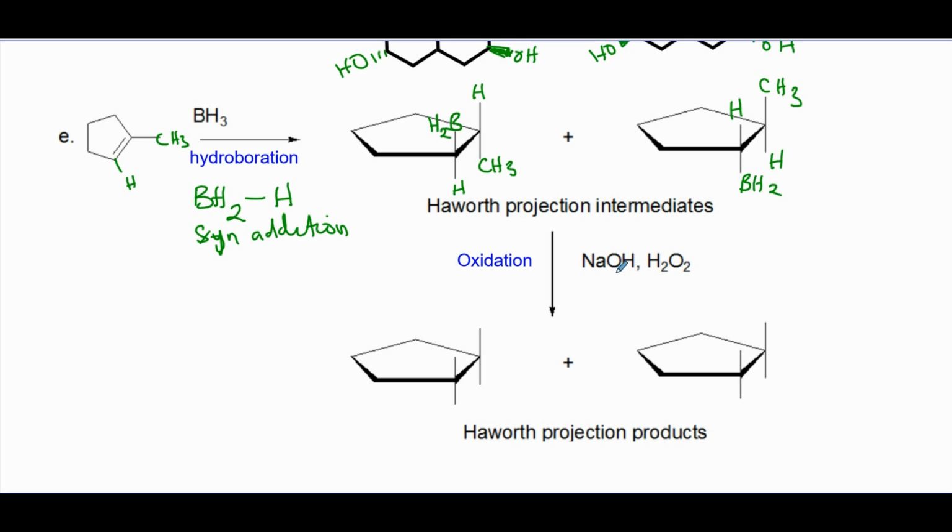And if you do the oxidation step, you're simply replacing the BH2s with OH. So you just copy out what you have. Only the BH2 is changing. And that will be the final product in the Haworth projection way of drawing cyclic molecules.